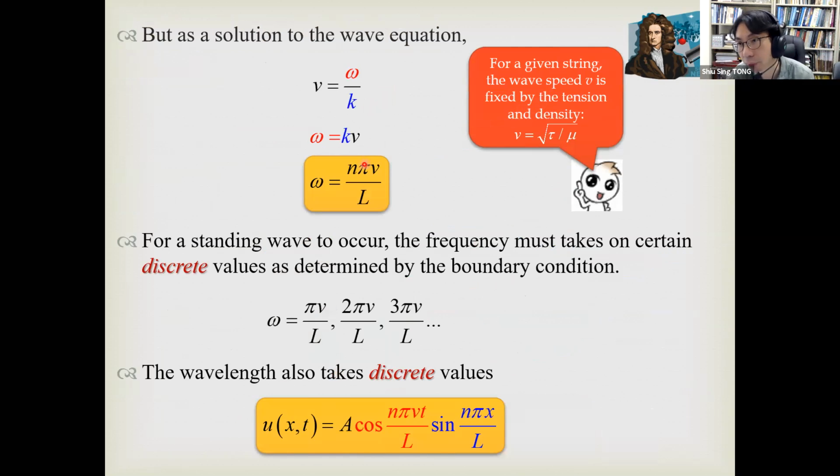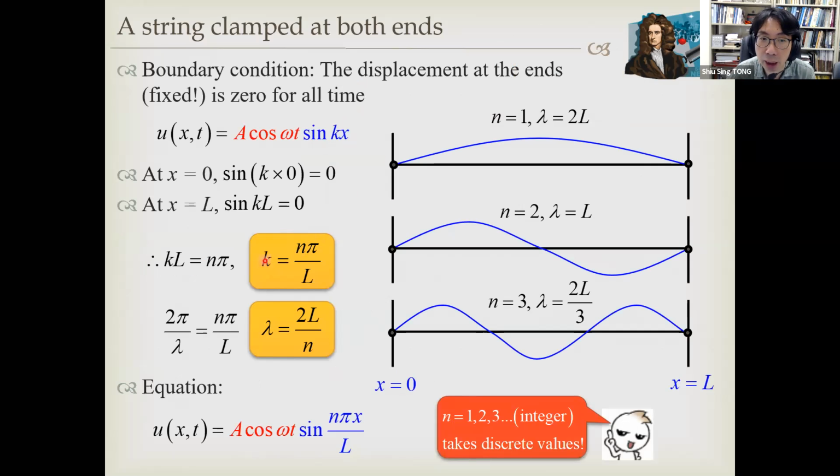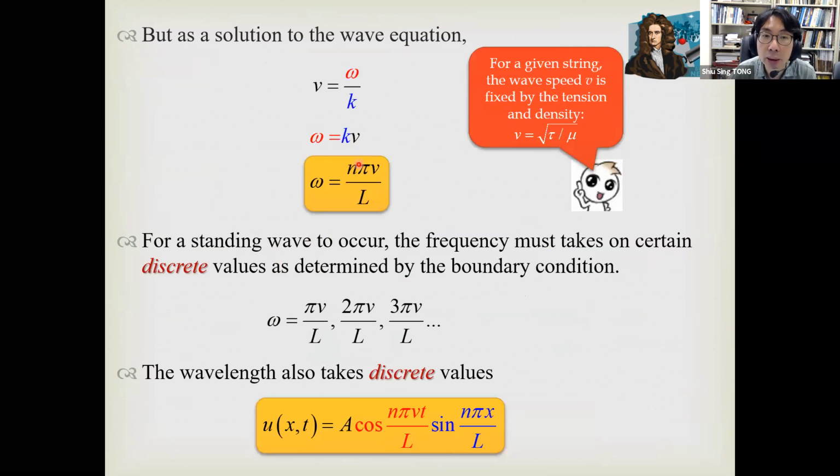Now, let's examine the frequency also. We know that the velocity is given by omega over k, right? This we have derived. So that means omega, the frequency, is given by kv. But k is fixed by n, right? Here we have the relationship between n and k. For different integer n, you have different k. So you'll only have allowable discrete values of k, not continuous. That means you also will have discrete values for omega. Since k is equal to n pi over L, omega is equal to n pi v over L.